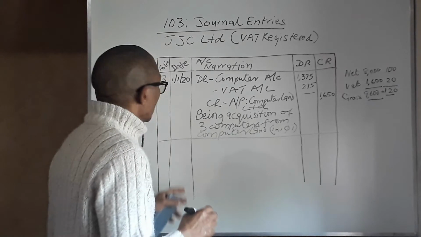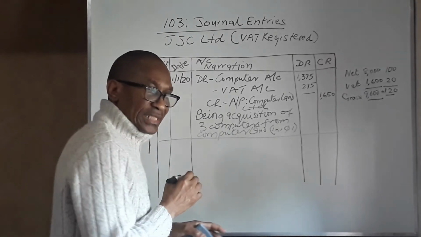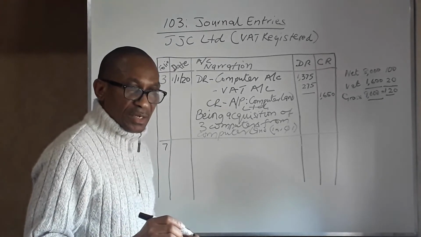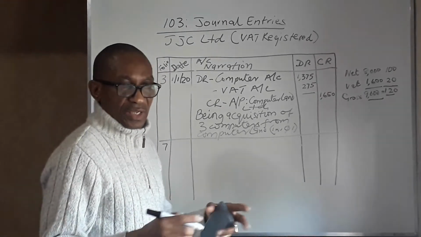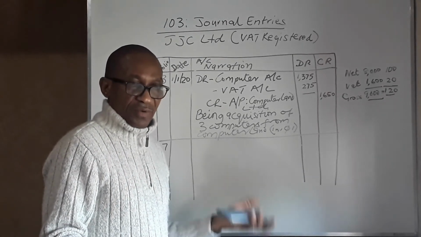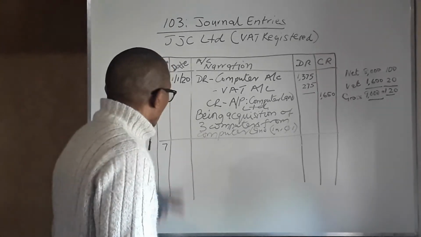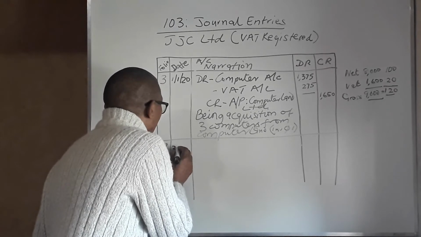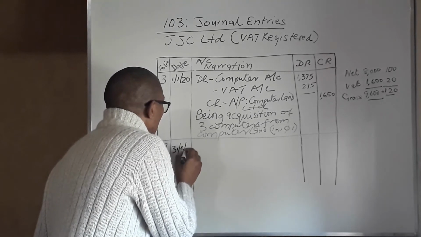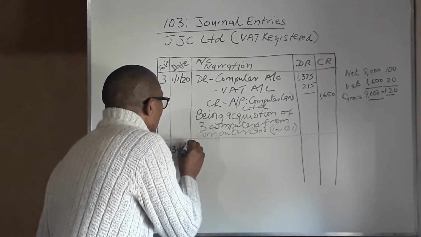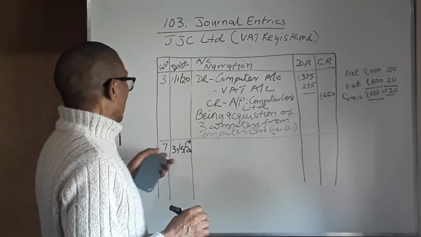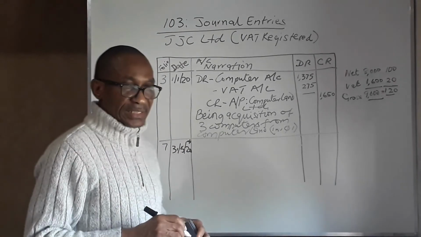So posting this now, we put folio 7. The date is not given, which is an omission again from the source document. But to facilitate my posting, I will put the period end date here, 31st May 20, and I will investigate it. I will go to the source document folio 7 and find out the exact date there.